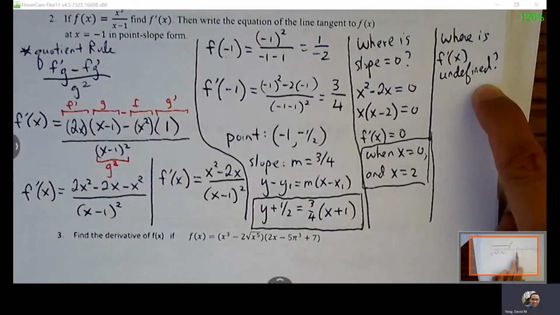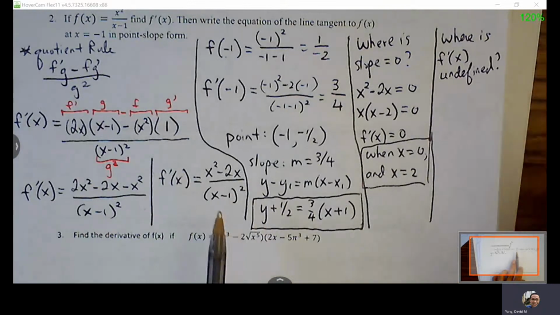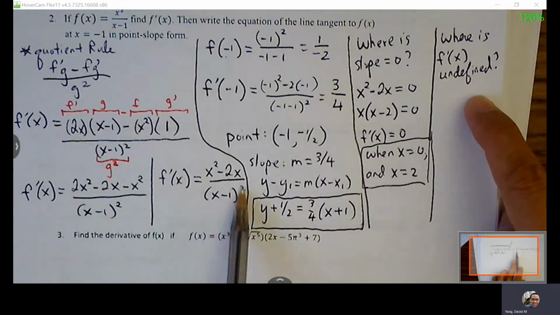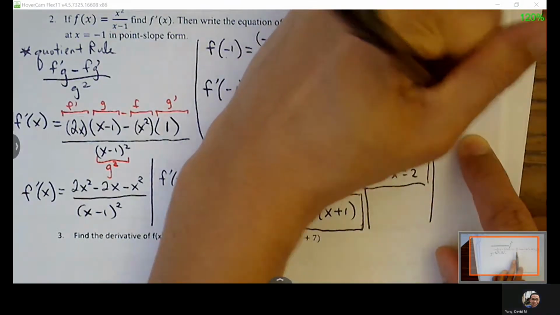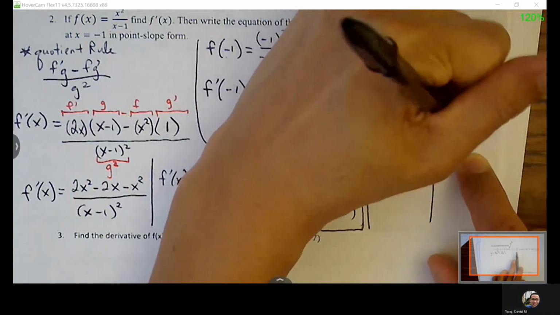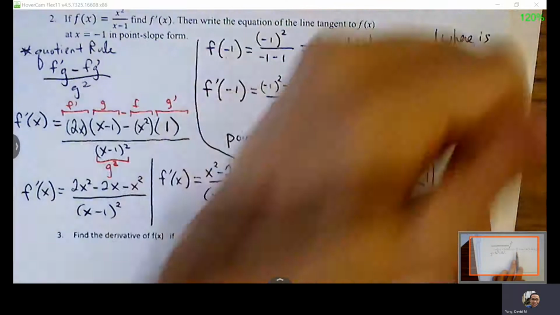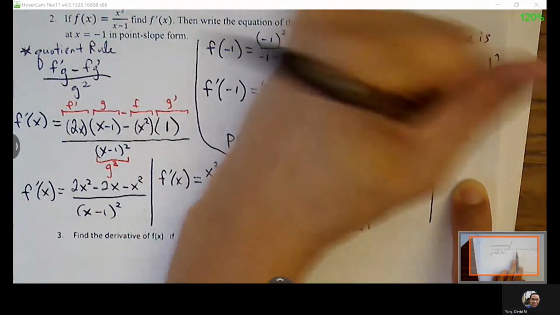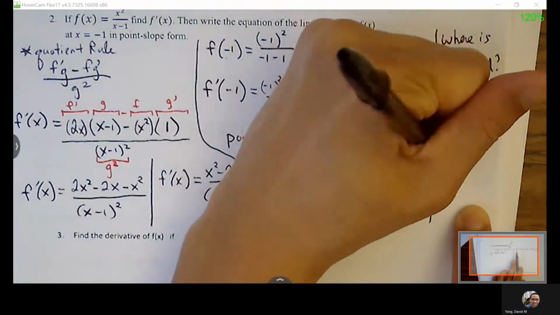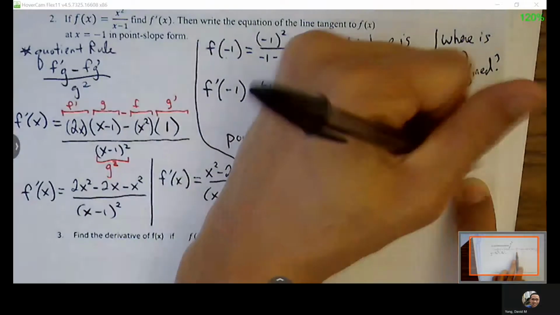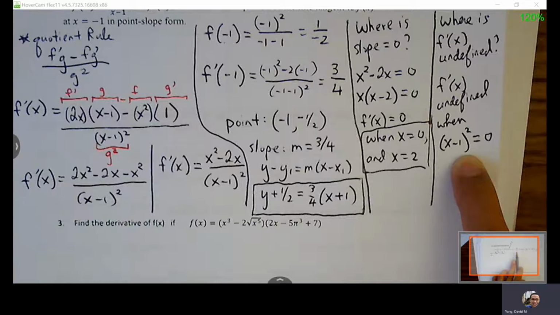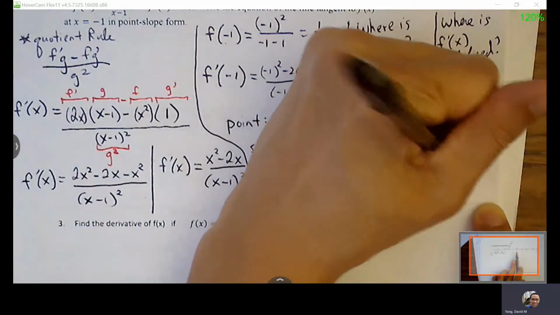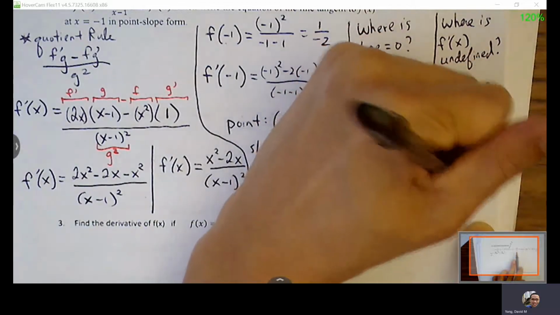Where's the slope undefined? Undefined slope would mean where there's a 0 in the denominator of the derivative. So we set the denominator equal to 0. Square root both sides. x minus 1 equals 0. x equals 1.